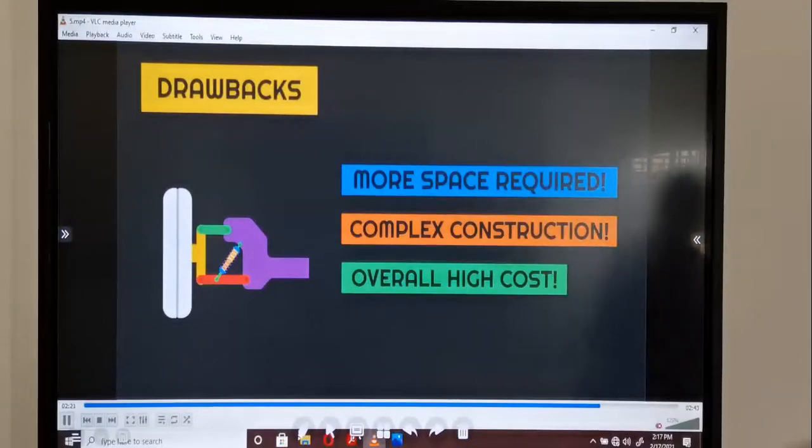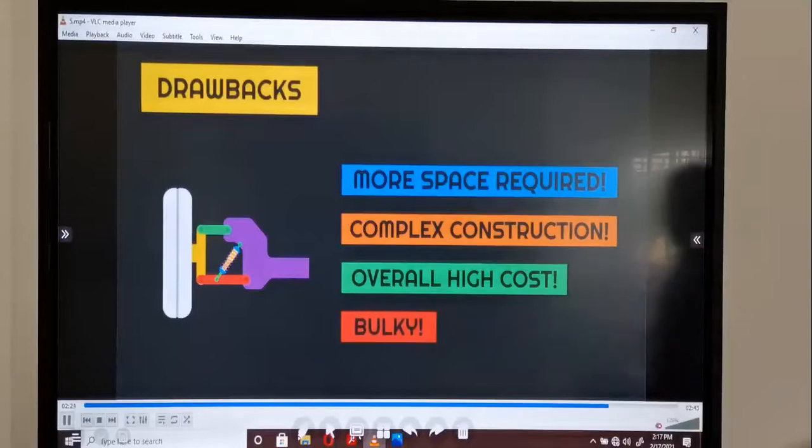These are very popular and bulky. Bulky means there are a lot of parts. This kind of suspension is very popular, mostly used in SUVs and high luxury vehicles.